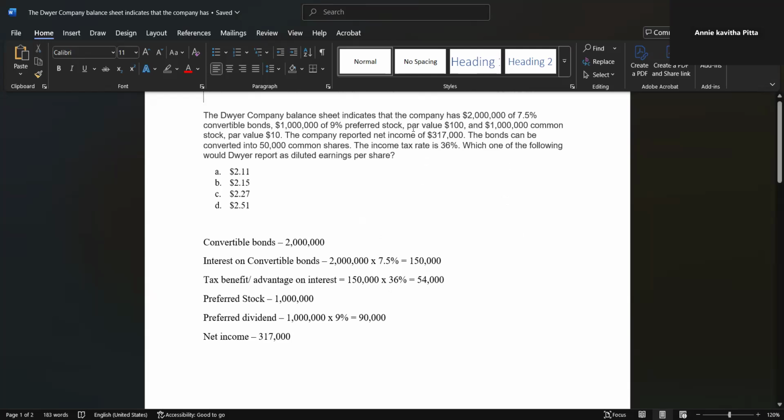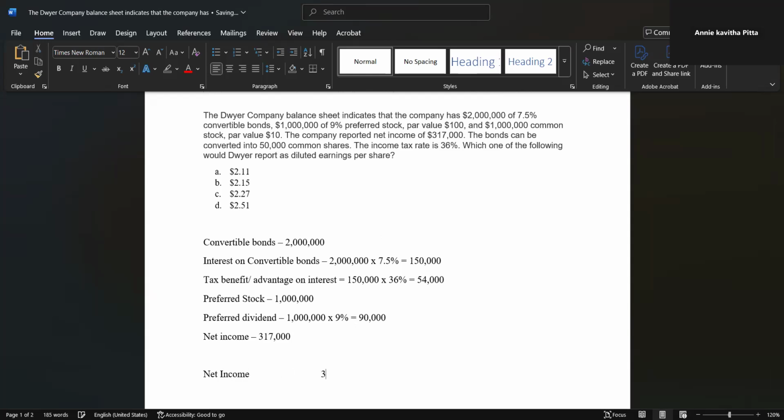Other details: the other type of capital, preferred stock, is 1 million. Dividend on preferred stock is 90,000. Now, if the convertible bonds are converted into common shares, then what happens? We have to calculate what net income is reported after the dilution, after the conversion. Which one of the following would Dwyer report as diluted earnings per share? So first let's see net income.